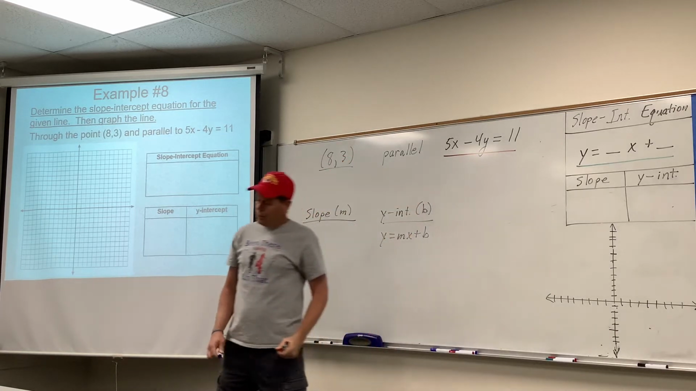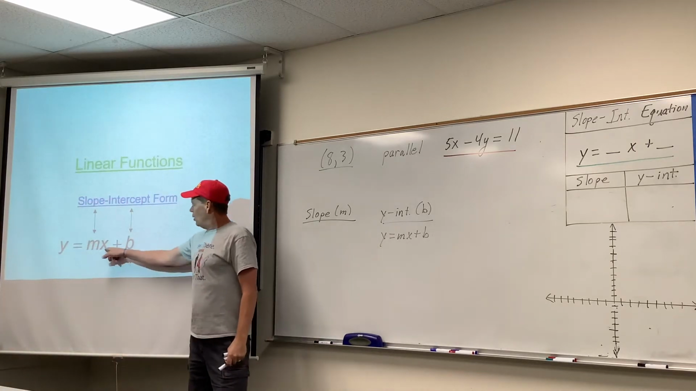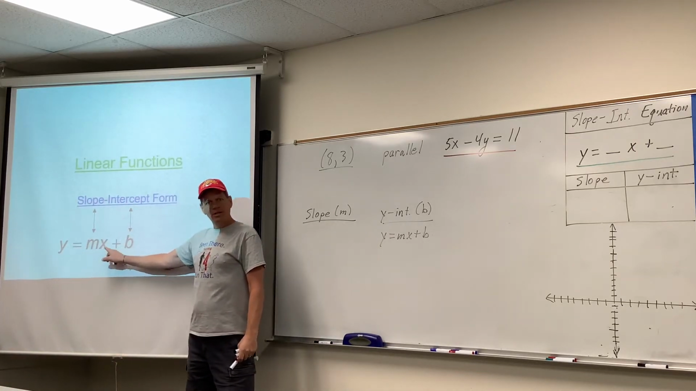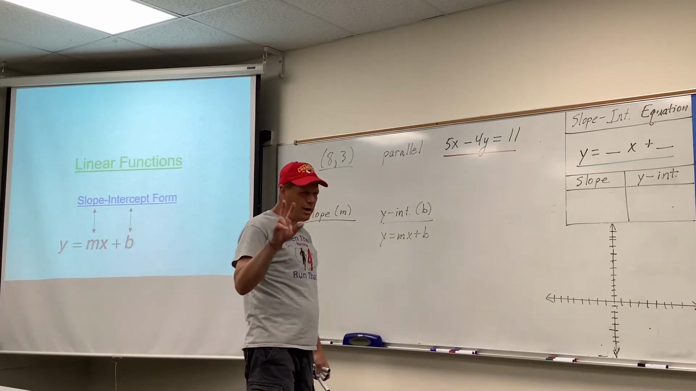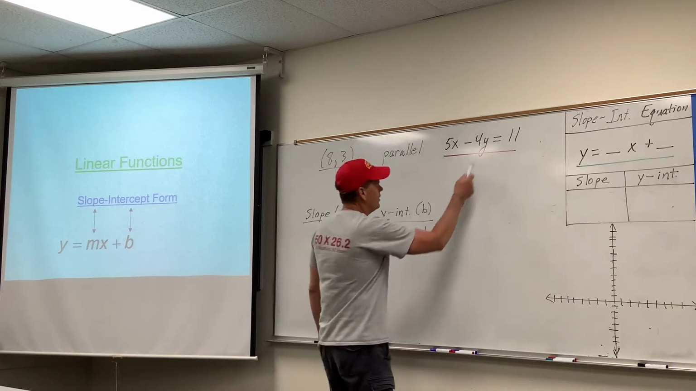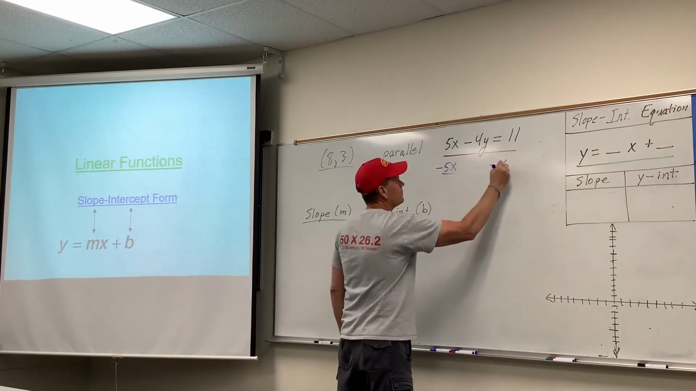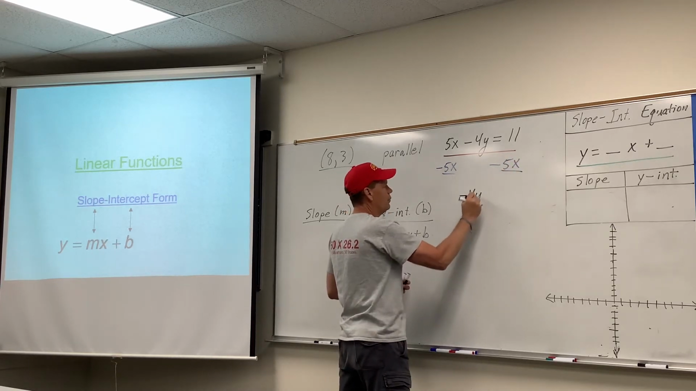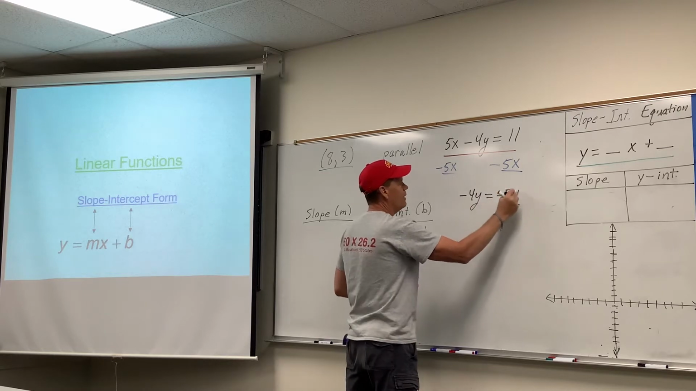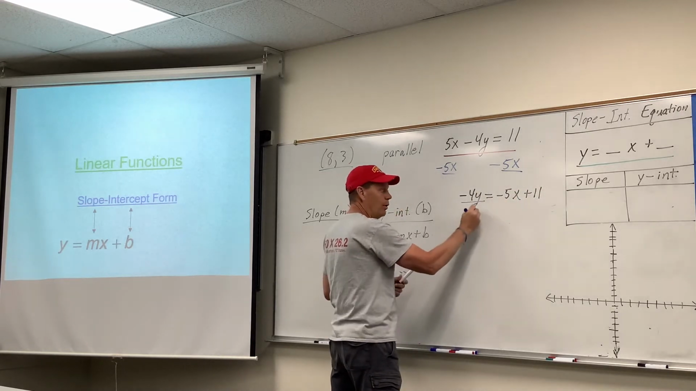Well, first of all, you would hopefully look at that one and say, I need to get that in slope-intercept form, y equals mx plus b. So much like an example we enjoyed earlier, example 2, I believe, let's isolate the y. So we would subtract over the 5x, and therefore negative 4y would equal negative 5x plus 11. And then we would want to divide by negative 4.